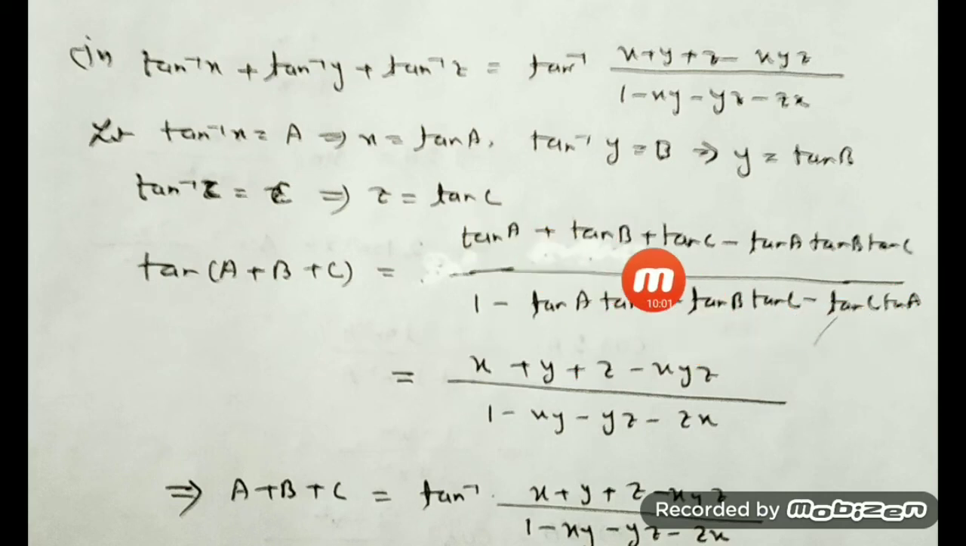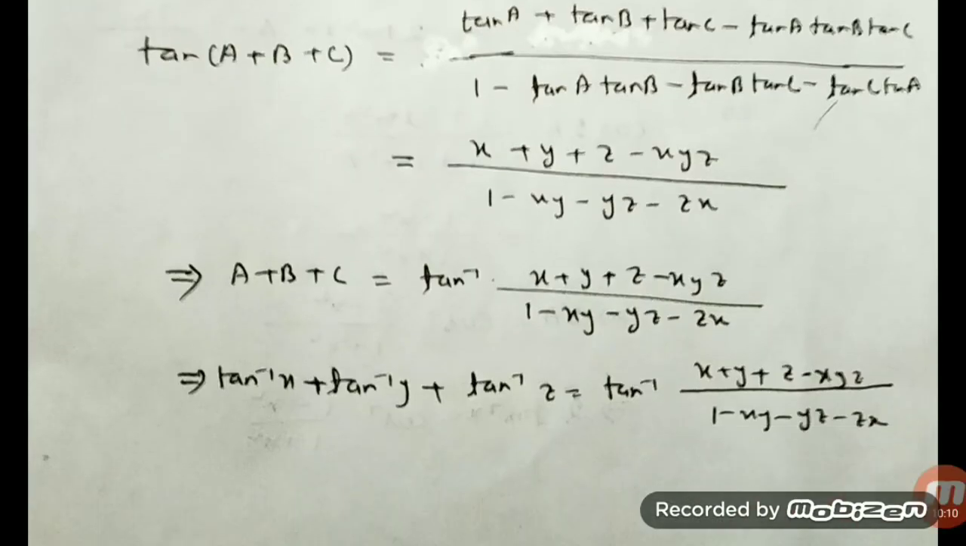Then replace the values of tan A, tan B, tan C by x, y, z. We will get this tan. Bring this tan to the right side. It becomes tan inverse. Then replace what is your A, B, C. That gives you the proof of the result.